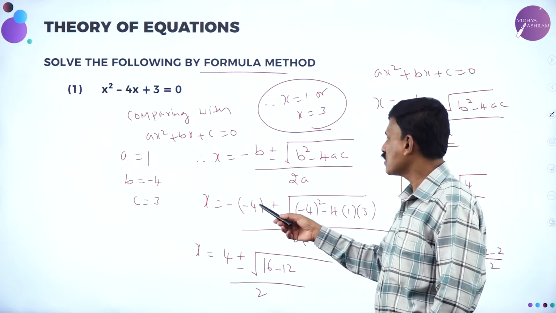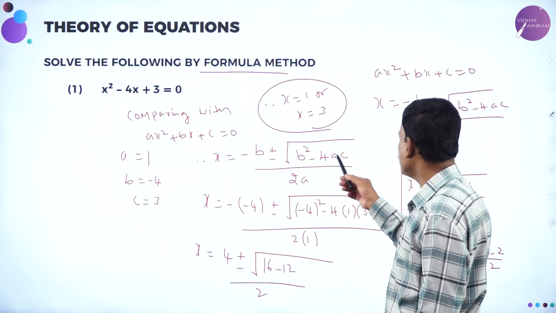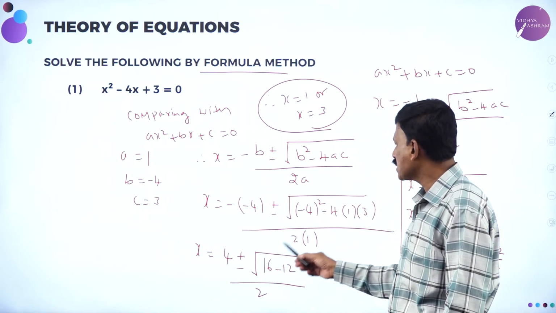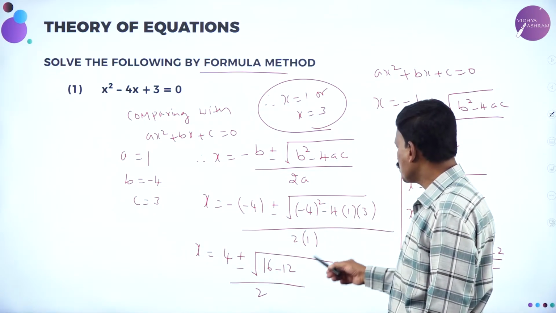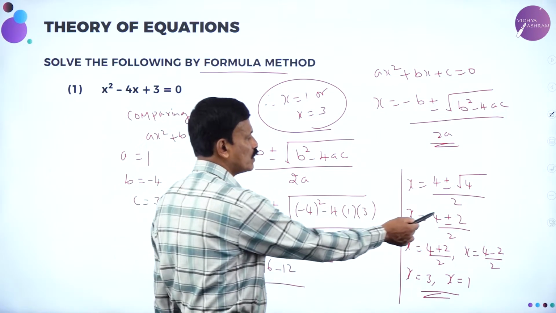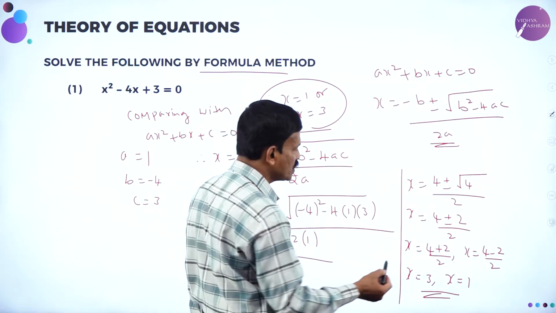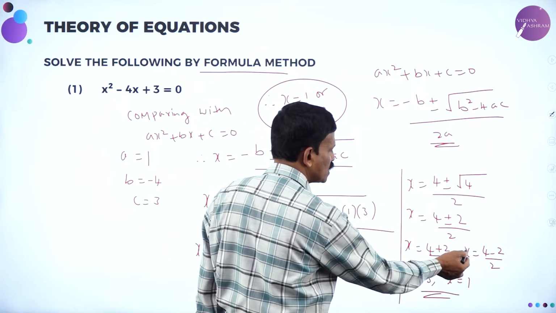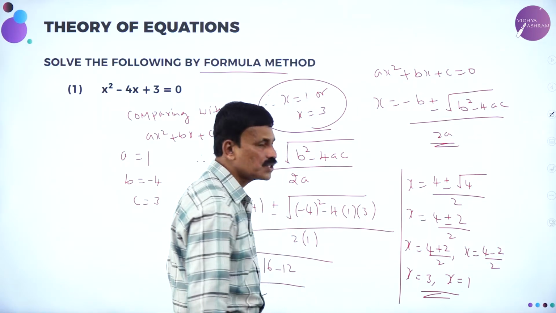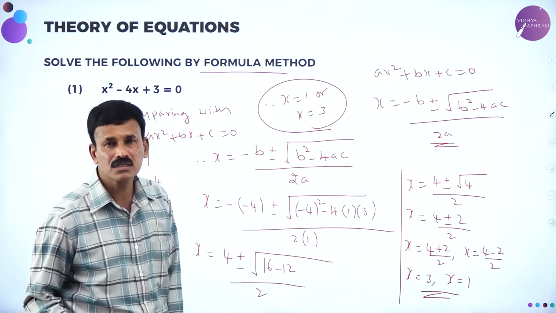Substitute here, minus of minus 4 plus or minus root of b square, minus 4 whole square, minus 4 into a is 1, c is 3, divided by 2 into a is 1. Minus into minus plus 4 plus or minus root of 4 4s are 16, 4 3s are 12, divided by 2. Now 16 minus 12 is 4, square root of 4 is 2, 4 plus or minus 2 divided by 2, one time positive and take plus first. x is equal to 4 plus 2 by 2 and x is equal to 4 minus 2 by 2. So 4 plus 2 is 6 by 2 is 3. 4 minus 2 is 2 by 2 is 1. So, therefore, the roots are x is equal to 1 and x is equal to 3. That's it. Hope you followed.